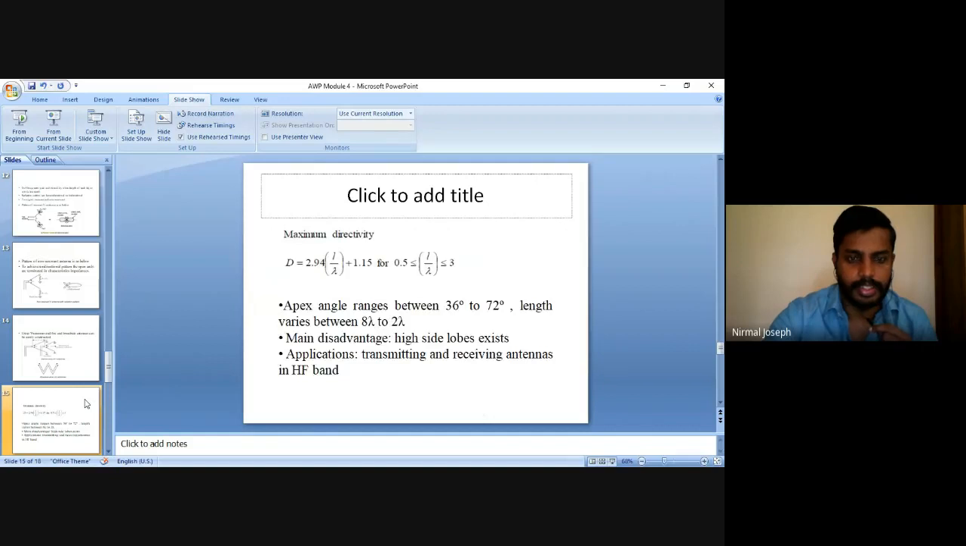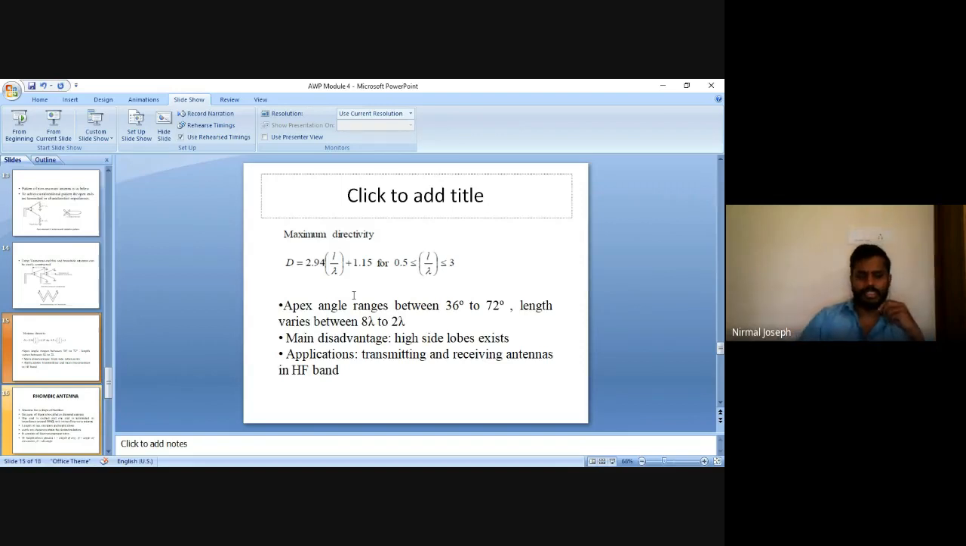Next, we are going to see the maximum directivity. This is one equation for that. Maximum directivity is given by 2.94 times L by lambda plus 1.15, or 0.5. If L by lambda lies between 0.5 and 3, you can use this equation. So this is only the basic. What is L? L is the length of the legs, L1 and L2. Normally, we will take L1 and L2 as the same. Lambda is the wavelength.